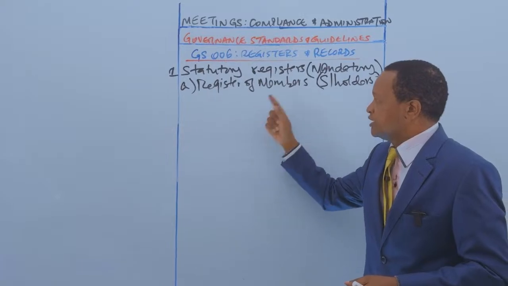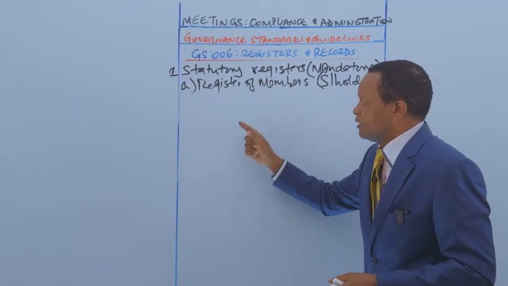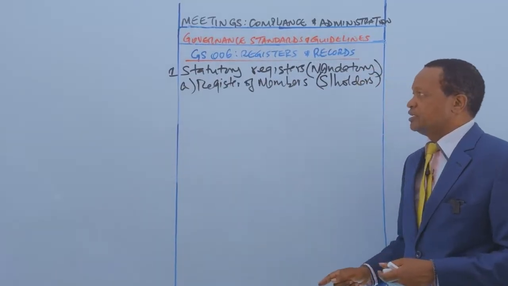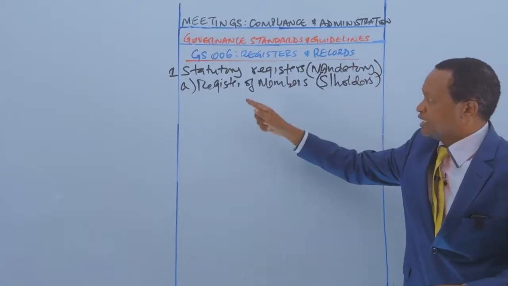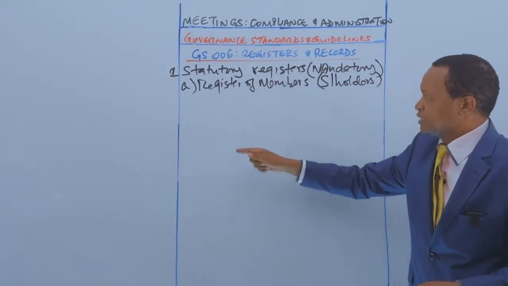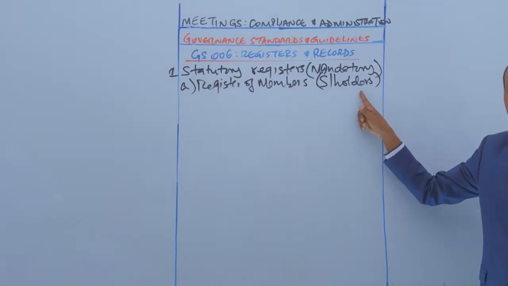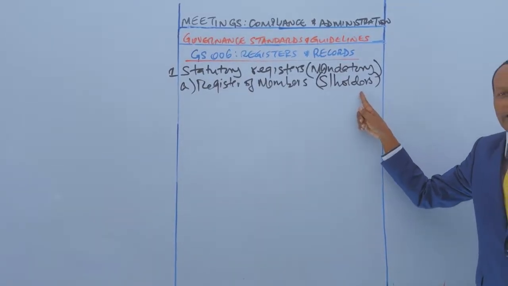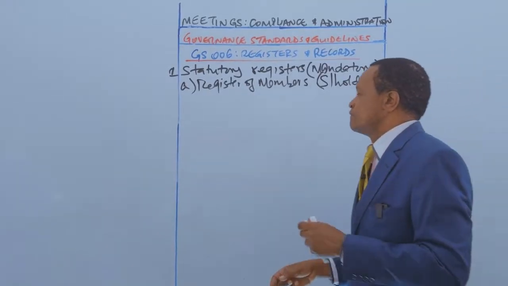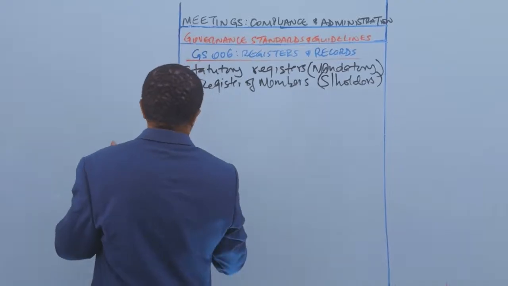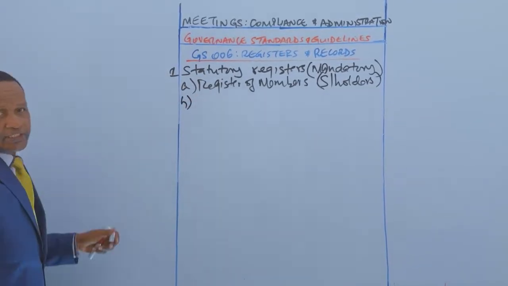Until your name is entered in a register of members of a company, you cannot claim to be a member of a company. It is a statutory register. If you want to tell the owners of a company, you make reference to the register of members. There you will find the shareholders of the company, those who own the company. That's the first book. The second register is the register of directors.